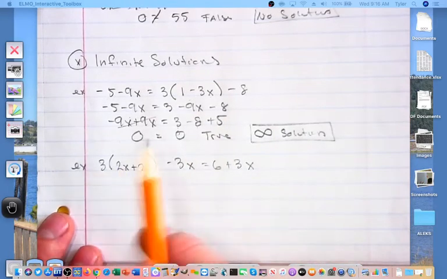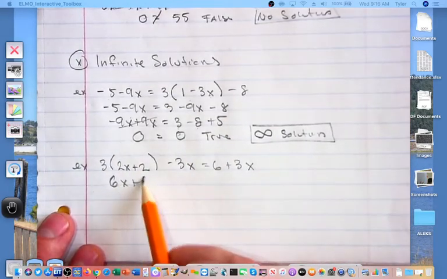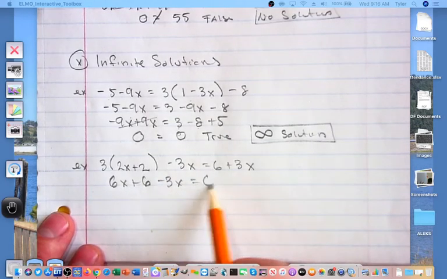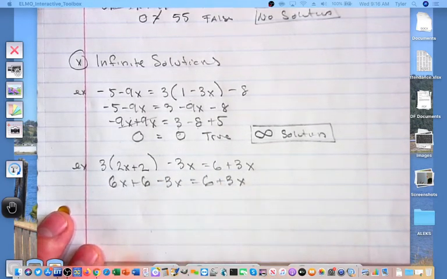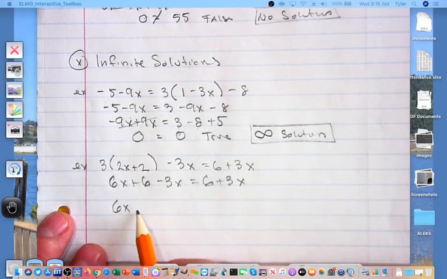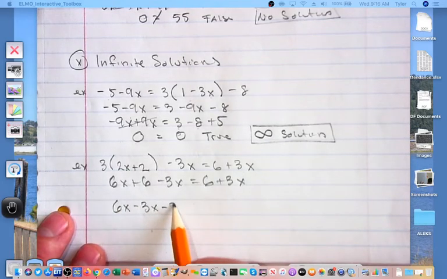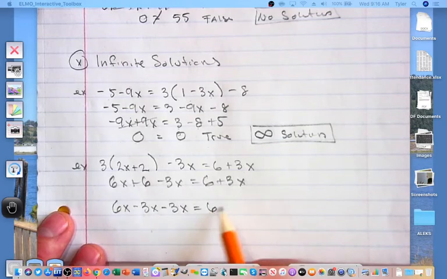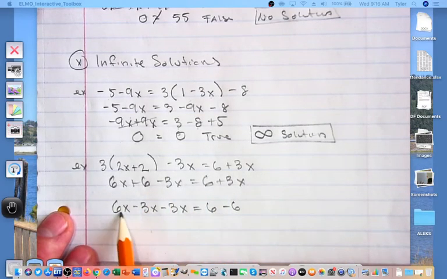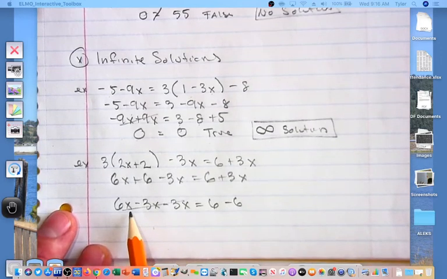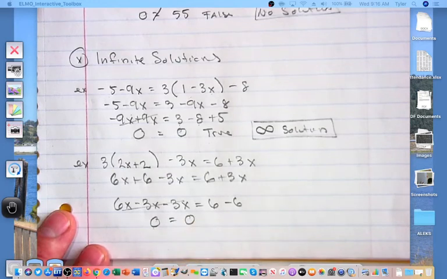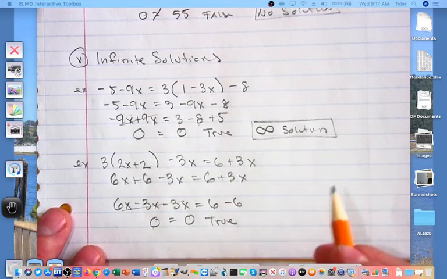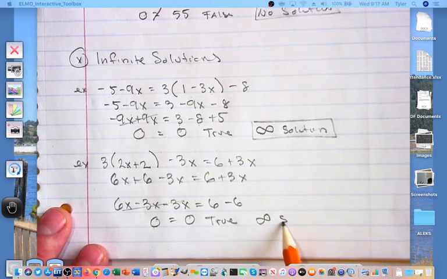I'm going to start with distribution. 6x plus 6 minus 3x equal to 6 plus 3x. I'm going to move my variables to the left, constants to the right. So I have 6x minus 3x minus 3x equal to 6 minus 6. And once again, my variables will eliminate each other. 6x minus 6x is 0. And 6 minus 6 is 0. 0 equal to 0 is that true statement without a variable solution. And that means infinite solutions.